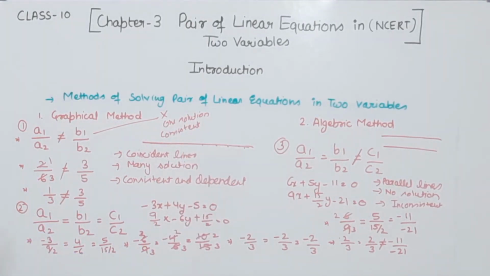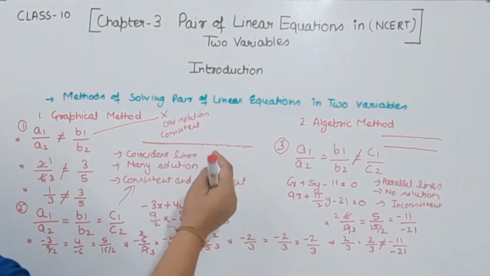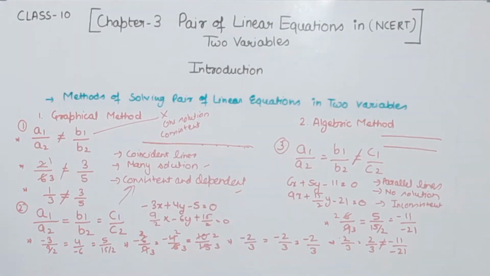Now comes to the second case. In this one we are having A1 by A2 is equal to B1 by B2 and equal to C1 by C2. In this case we will have the coincident lines, that means they are on each other. So if they are on each other they are having many solutions and they are consistent and dependent.